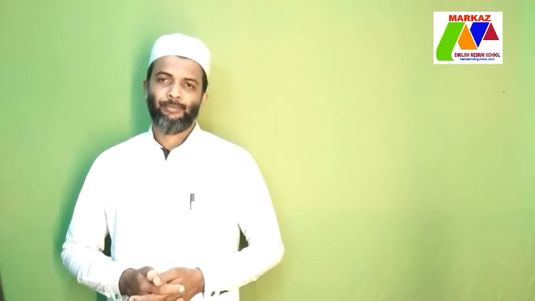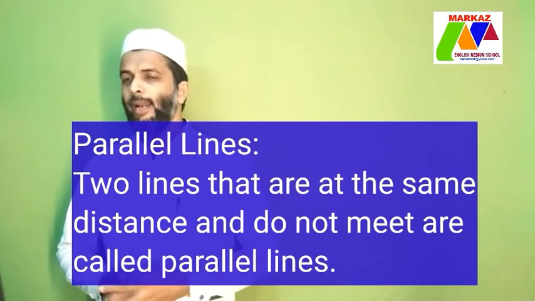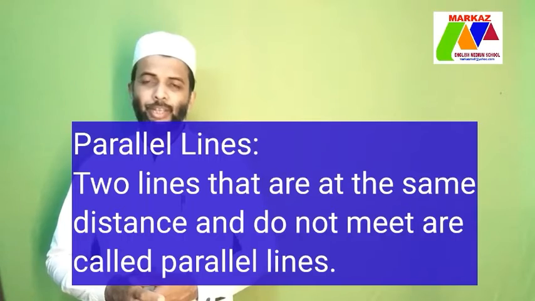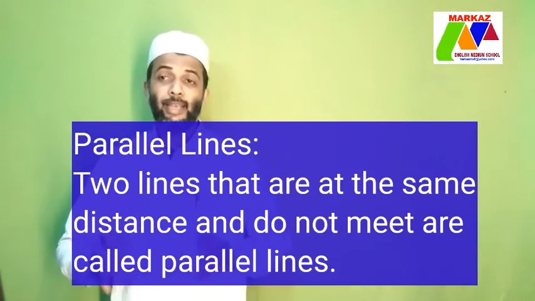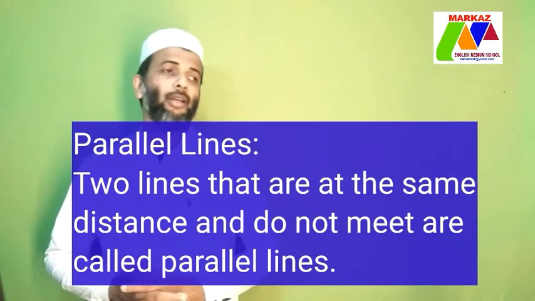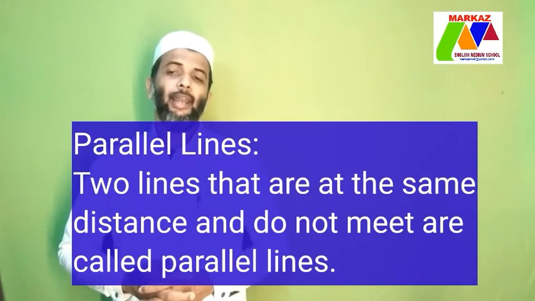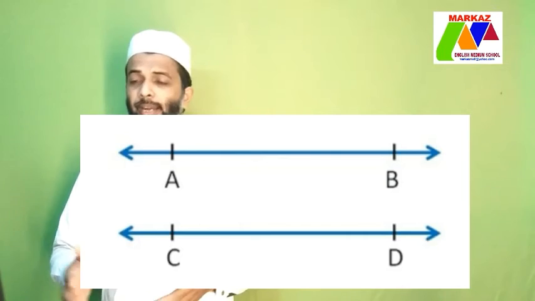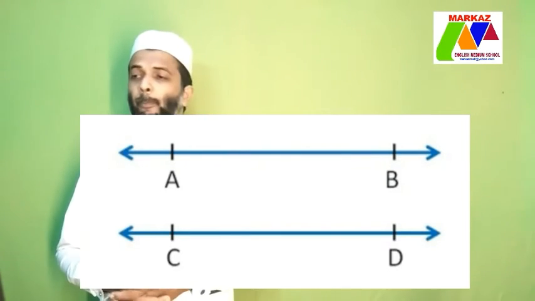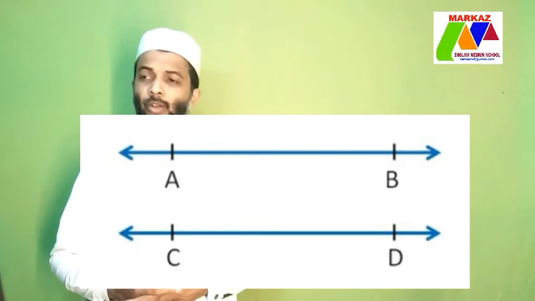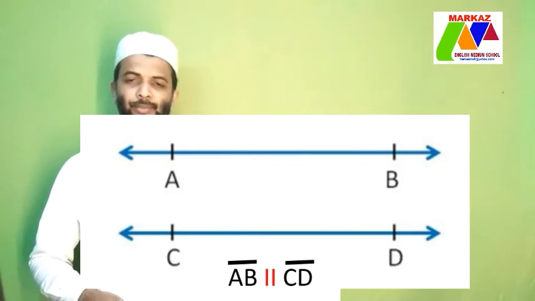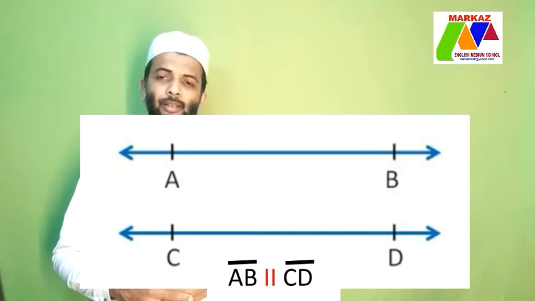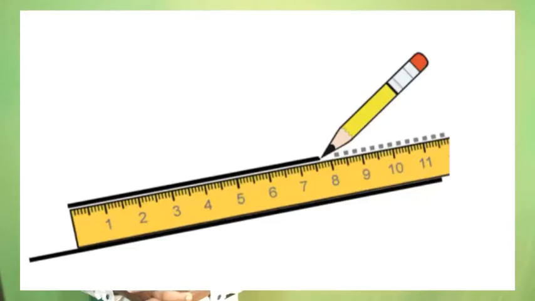Coming to parallel lines. Write down parallel lines. Write the statement. Two lines that are the same distance apart and don't meet are called parallel lines. Here, line AB and line CD are parallel lines. We read it as line AB is parallel to line CD. We write it as shown like this. Students, look here. Two lines drawn on either side of a ruler are parallel lines.